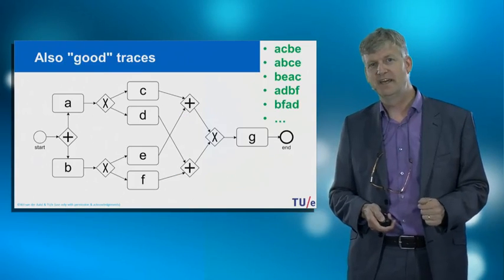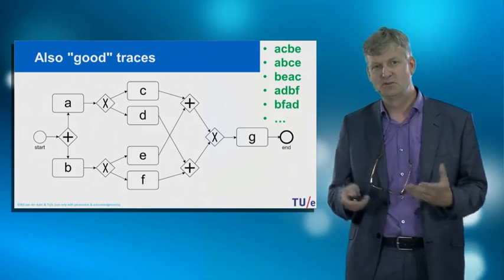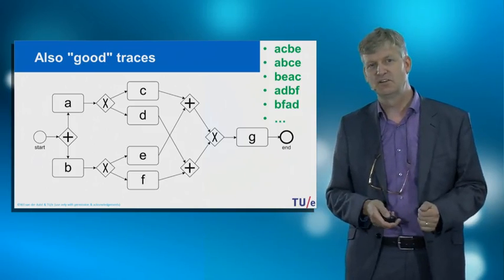There are also behaviors that are possible. So here you can see some traces that indeed lead from beginning to end. For example, we can do first A followed by C, and then at the bottom we need to do B followed by E. Then we can synchronize both flows and do G at the end. So there are also several good traces, but this model also has deadlocks.